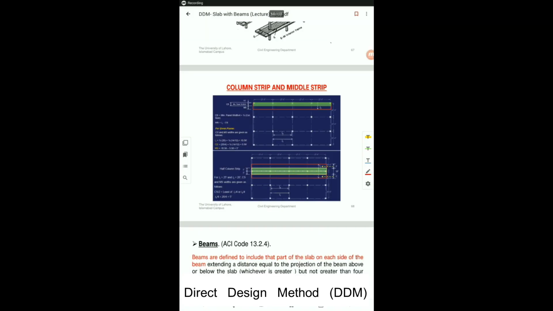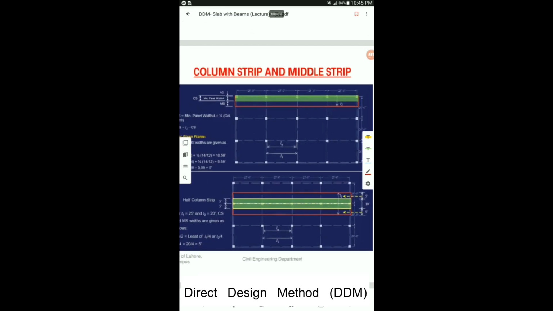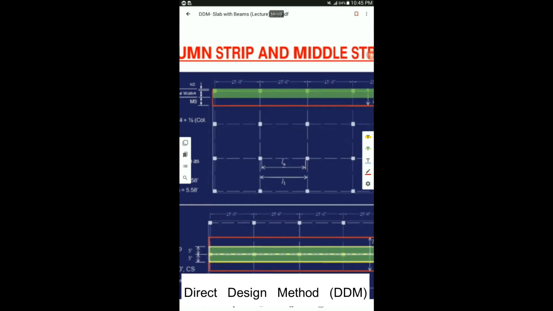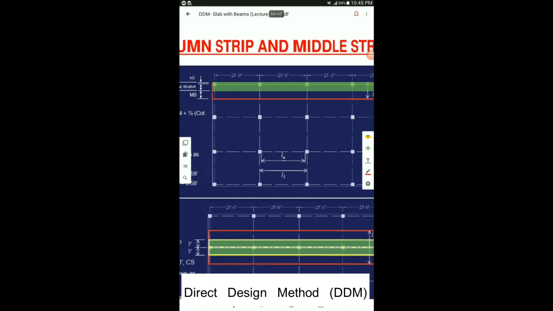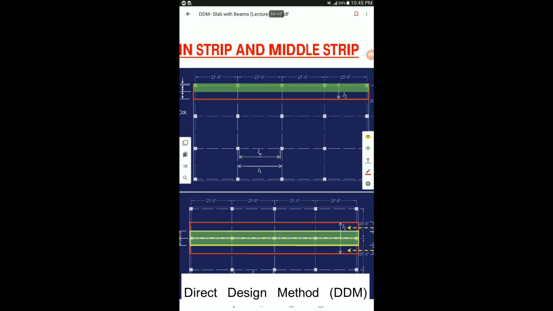Now let us look at a complex situation where we have to find the width of the column strip and middle strip for the exterior rigid frame. Consider this example where we have the spans going 25 feet in x direction and 20 feet in y direction. So before you find the width or dimensions of the column strip, you need to find the overall width of the equivalent rigid frame.